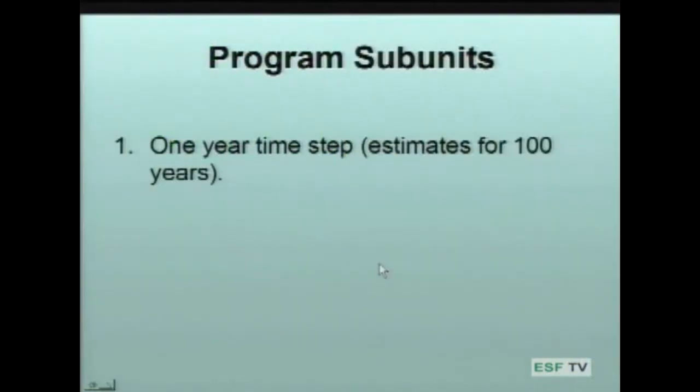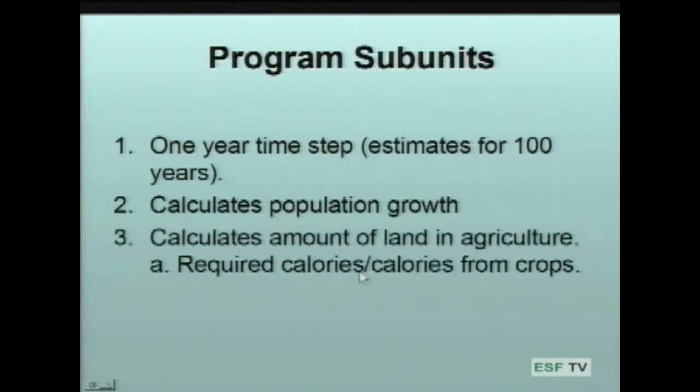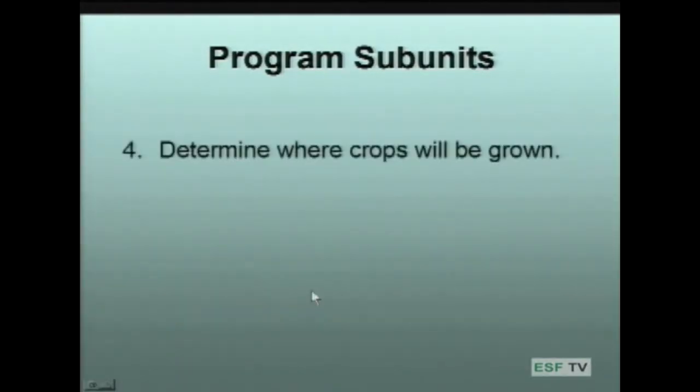So this program had certain subunits. It has a 1-year time step. It looks 100 years into the future. And it calculates population growth. That's the first thing it does. Then it looks at the amount of land you have to put in agriculture based on the population. More people, more land you're going to need. Then we determine where crops will be grown.